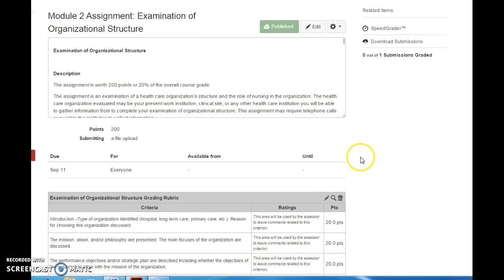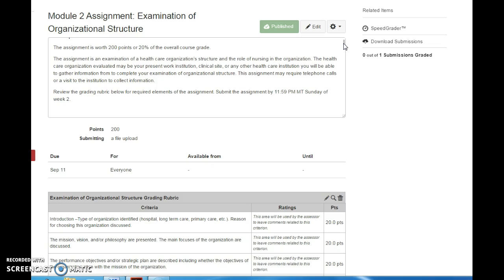In this assignment, you're going to be looking at a healthcare organization, and this organization can be a place that you work. It could be a place in your community. It could be a place where you've had clinical, possibly someplace you've visited with a relative, but it's looking at a healthcare organization. It is worth 200 points or 20% of your grade.